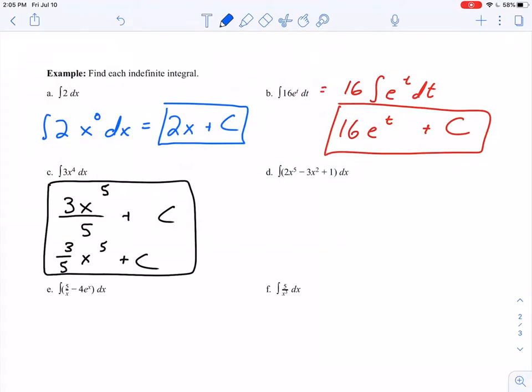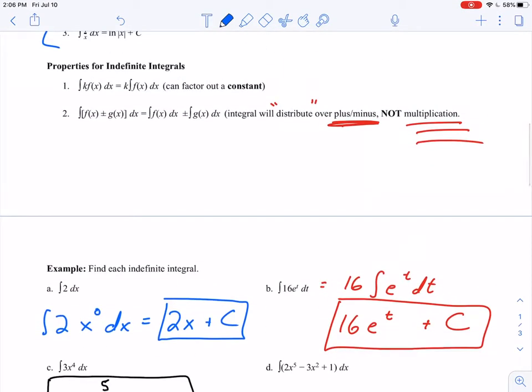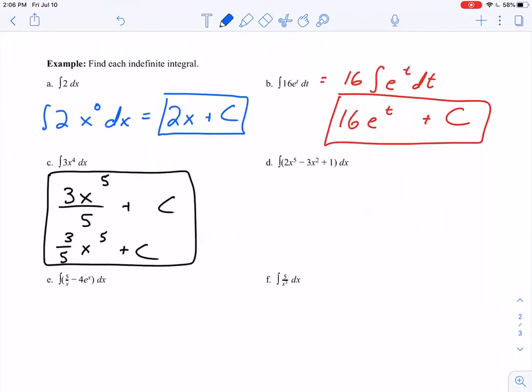Next up, I've got the indefinite integral of 2x to the 5th minus 3x squared plus 1. Here in this case, this is new because now we have multiple terms. We're adding and subtracting these terms. So I'm going to turn again to my integral rules that we talked about. We said the integral will sort of distribute over plus and minus, over addition and subtraction. So what I can do in this case is take this one big integral and split it up into 3 small integrals since it's all separated by addition or subtraction.